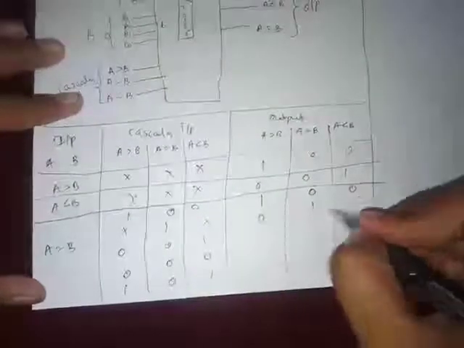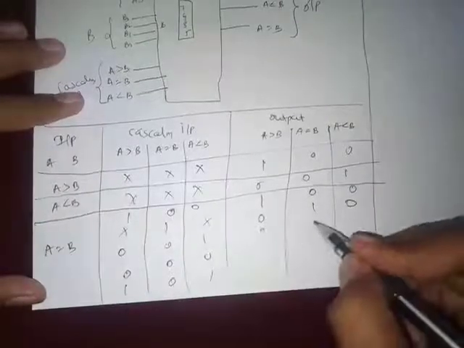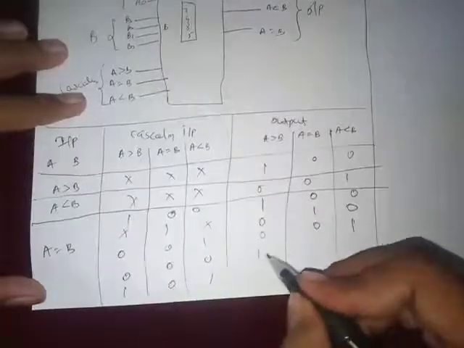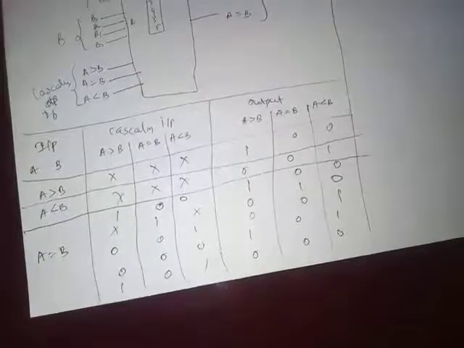100, 010, 101, 000. Now this is the functional table of this IC 7485, and this way the functional table will be developed.